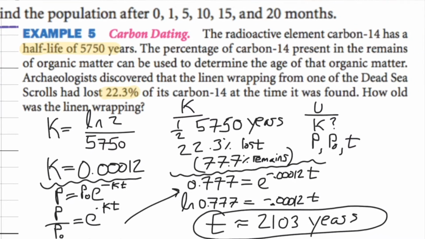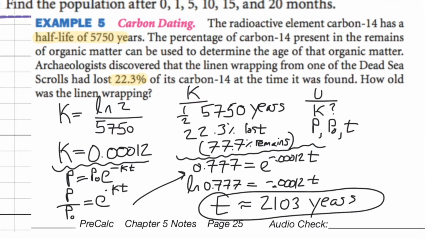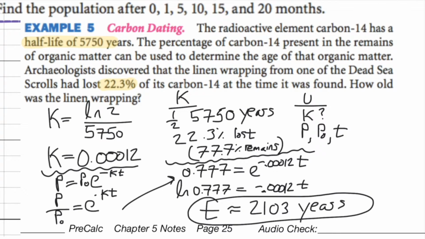Next example, carbon dating. Example 5, carbon dating. The radioactive element carbon-14 has a half-life of 5750 years. The percentage of carbon-14 present in the remains of organic matter can be used to determine the age of that organic matter. Archaeologists discovered that linen wrapping from one of the Dead Sea Scrolls had lost 22.3% of its carbon-14 at the time it was found. How old was the linen wrapping?